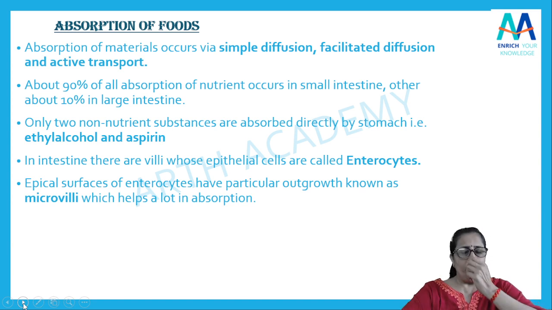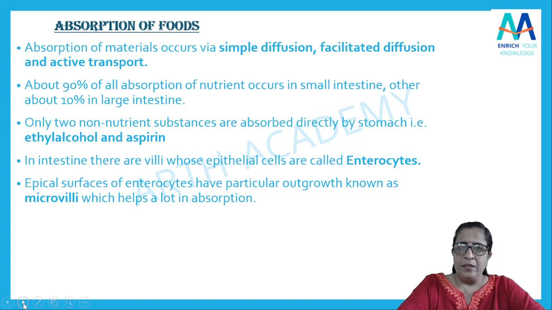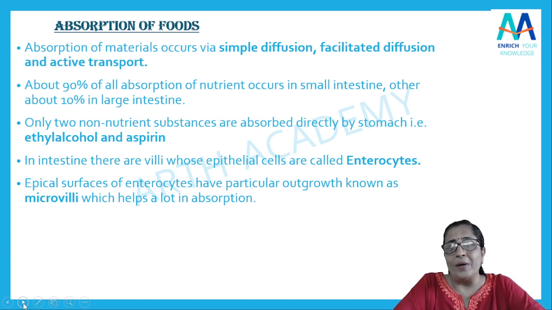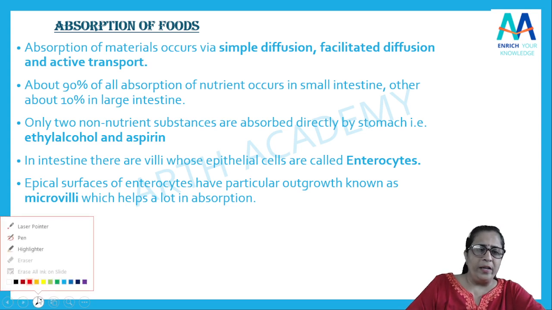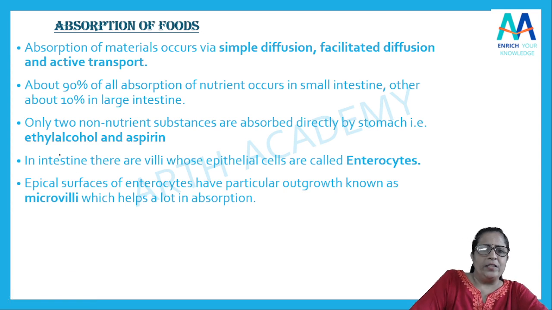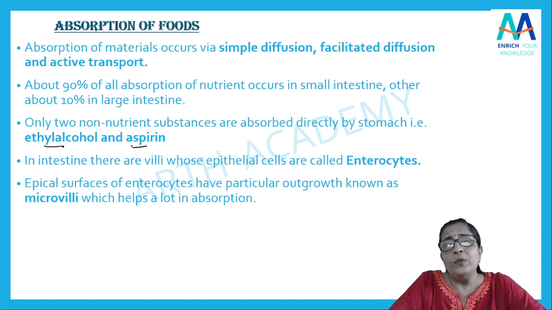Now before moving to the main topic of absorption, just a small piece of information for you all. You must be knowing that there are two non-nutrient substances, which are not nutrients, which are absorbed directly by our stomach. What are they? It is ethyl alcohol and aspirin. Ethyl alcohol and aspirin. You can see here. These are the two non-nutrient substances which are absorbed directly by the stomach.